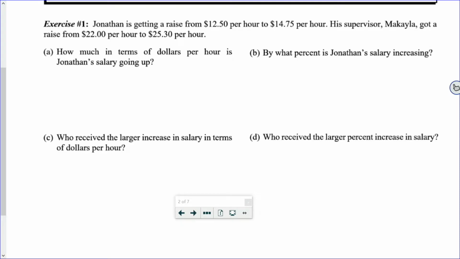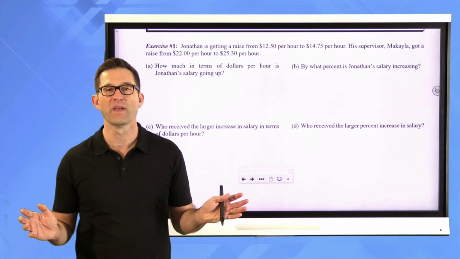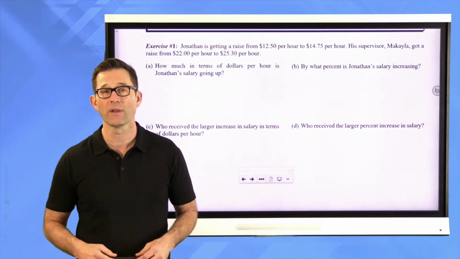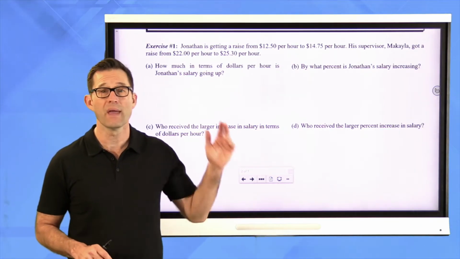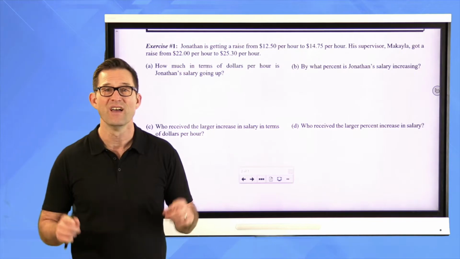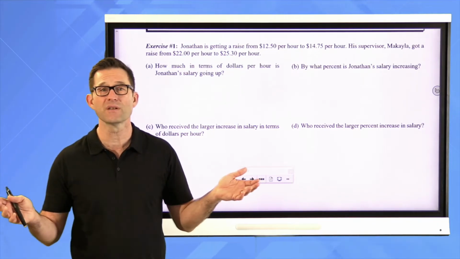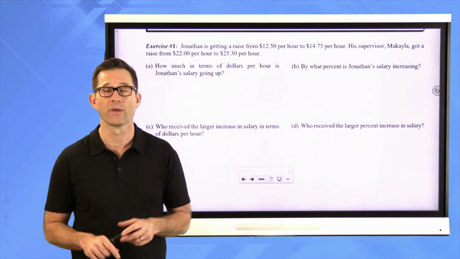Jonathan is getting a raise from $12.50 per hour to $14.75 per hour. His supervisor, Michaela, got a raise from $22 per hour to $25.30 per hour. Letter A, how much in terms of dollars per hour is Jonathan's salary going up? You shouldn't need any help from me on that. By the way, make sure to have your calculators handy today. We are certainly going to be using them a lot to do some messy decimal division, and you may even want it on this problem to just do the subtraction. Pause the video now and figure out, just in terms of dollars, how much did Jonathan's salary go up?